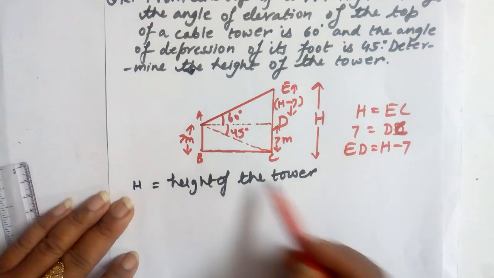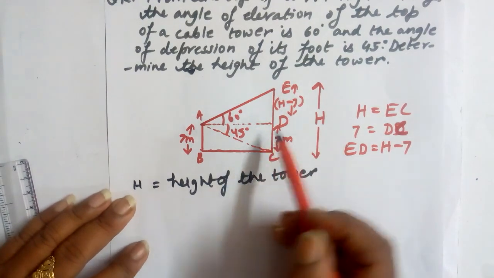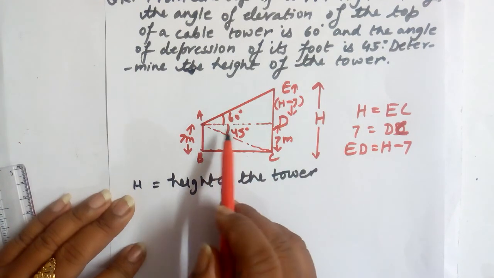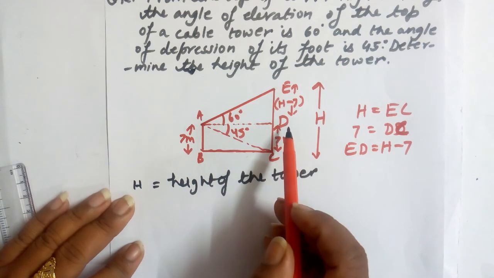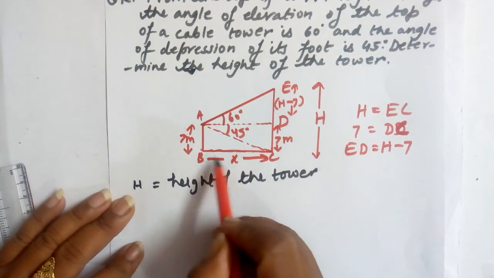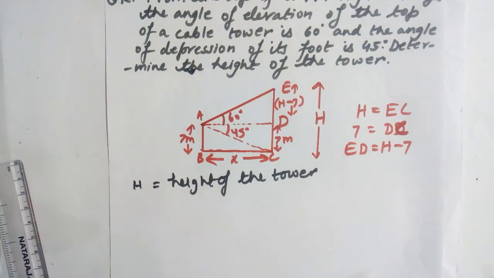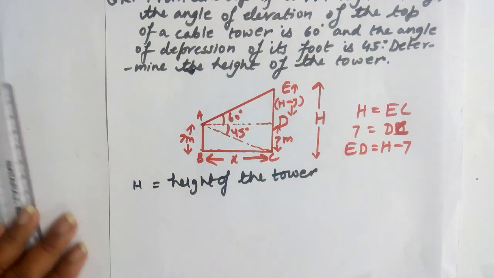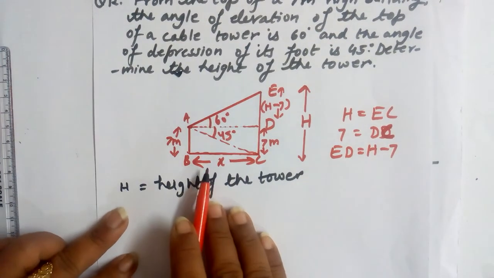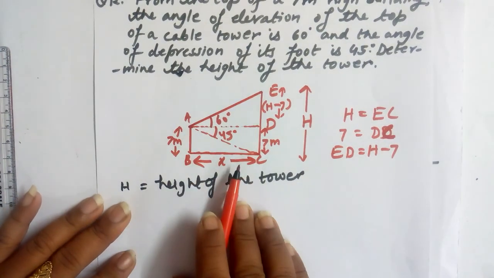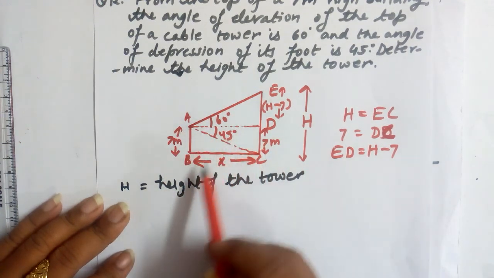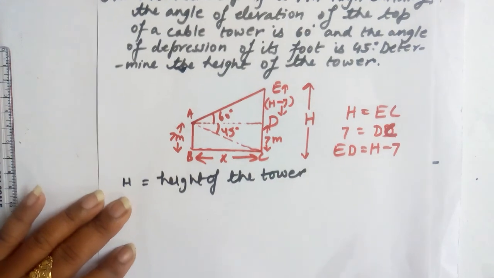So when these concepts are clear, we have to find out the total height and we don't know the distance from the building to the cable tower, okay. So let's suppose this is X, okay. It is not a hard and fast rule that you have to give this name. You can use the name AD or BC also, yes.